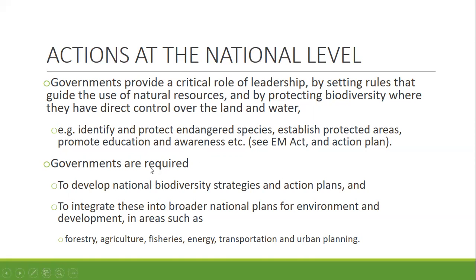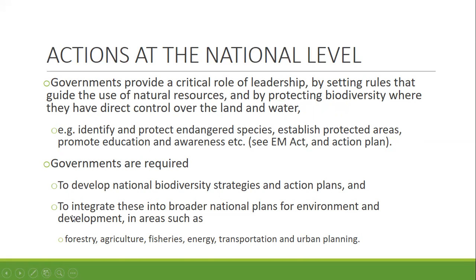So governments are required to do what? At the national level, they are required to develop national biodiversity strategies and action plans. So those action plans, for example, may be individual action plans through different ministries and different agencies, but those action plans should be designed and informed by the national biodiversity strategies or the national biodiversity policies, okay?